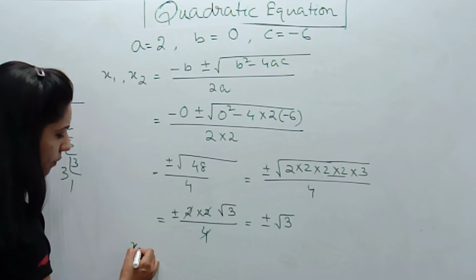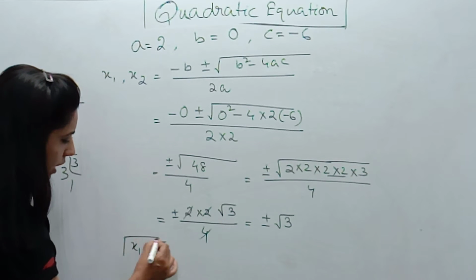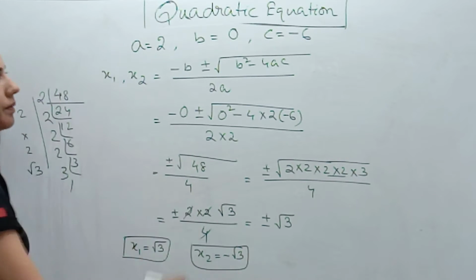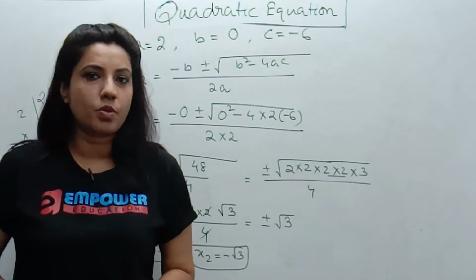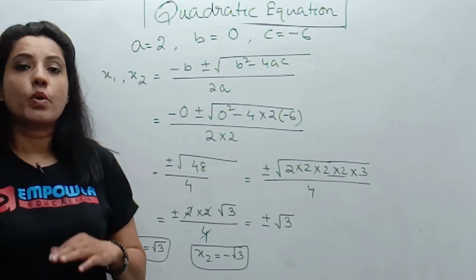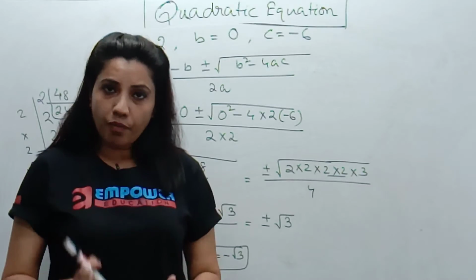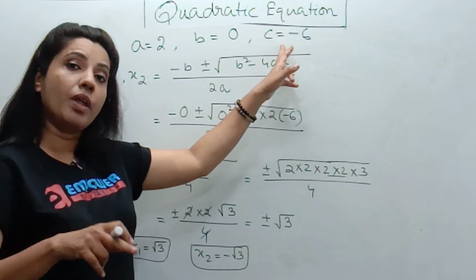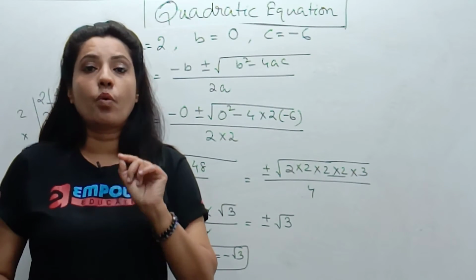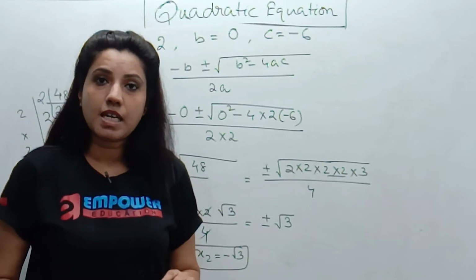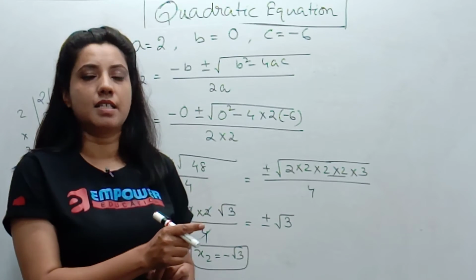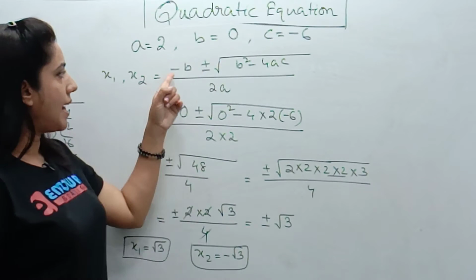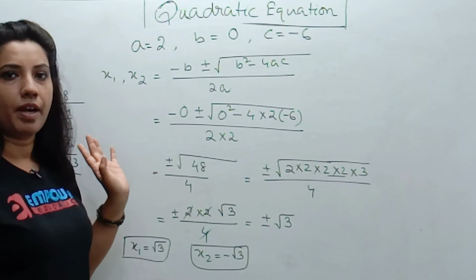That means one value of this equation is plus root 3 and the other value is minus root 3. So we have solved this quadratic equation by formula method. As I mentioned before, for the formula method we first have to get the values of a, b, c from the quadratic equation. If the quadratic equation is not given in the standard form, you have to first get it in the standard form, the way we did for this sum, then find your a, b, c, put them in the formula and simplify.